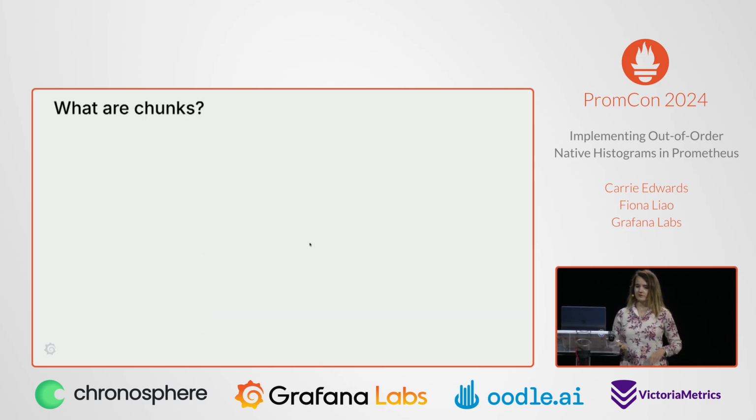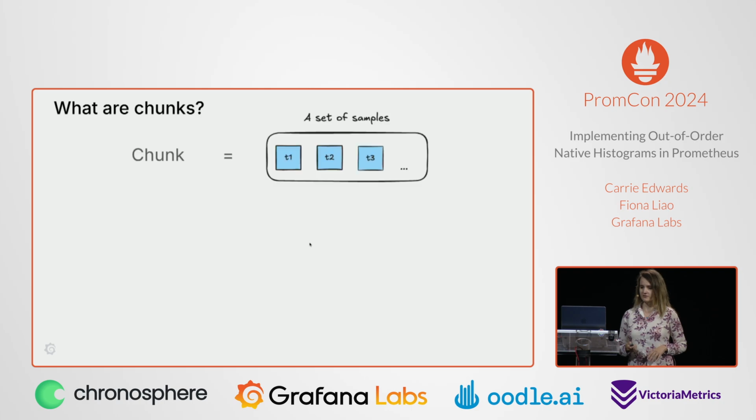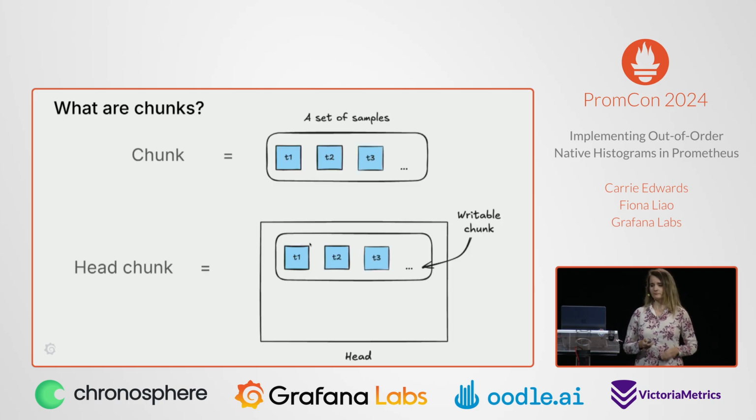Another concept we need to go over is chunks. Samples in the TSDB are stored in something called chunks, which are essentially just a set of samples. And there's also what's called the head chunk, which is a chunk that can be written to. Samples contained within immutable chunks need to be sorted for faster querying.